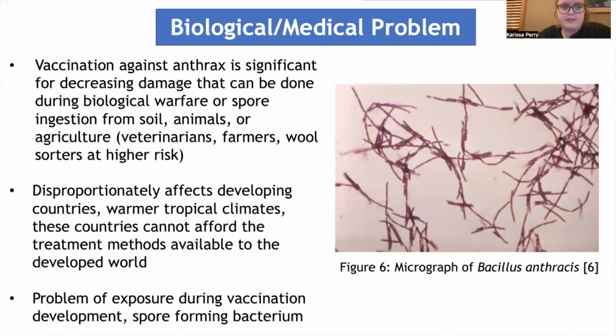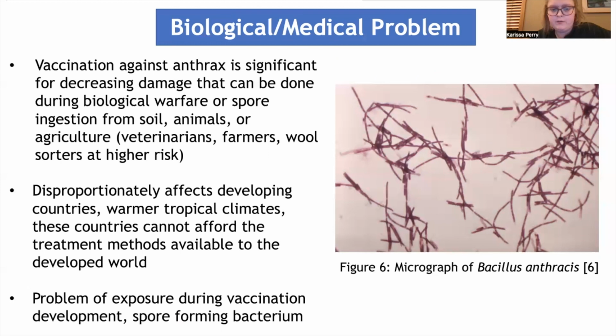Vaccination against anthrax is significant for decreasing the damage that can be done in biological warfare, and is also significant in decreasing damage from spore ingestion from soil, animals, or agriculture. And veterinarians, farmers, and wool sorters are people at the highest risk for anthrax infection, as they're the most exposed to this microorganism. Anthrax also disproportionately affects developing countries in warmer tropical climates, and these countries cannot afford the same treatment methods available to the developed world.